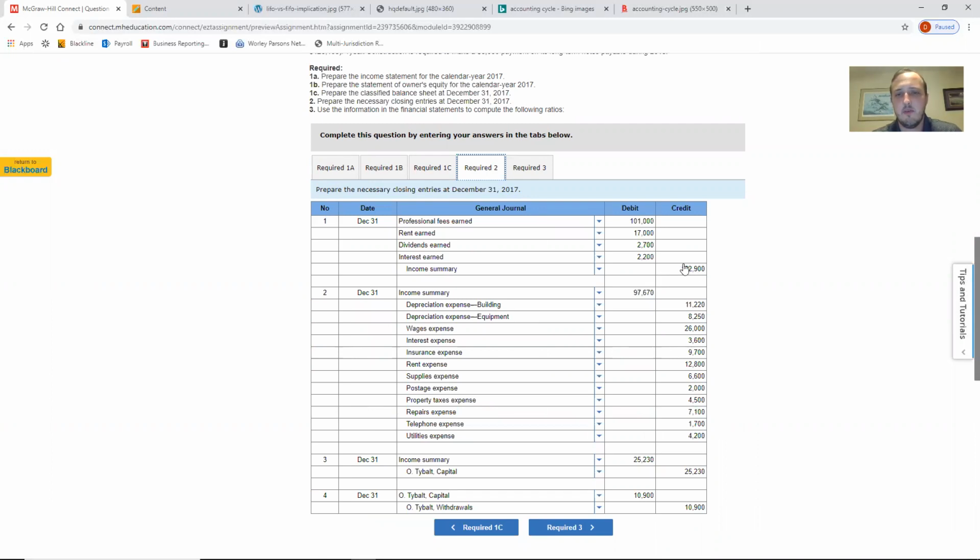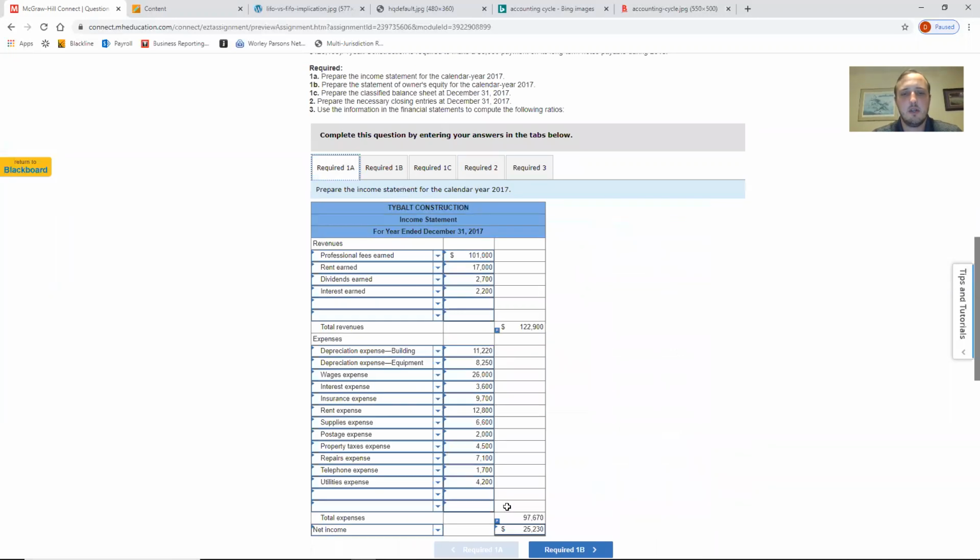Then we now have a balance in this income summary account, which is a temporary account as well. So we had a credit of this amount, we had a debit of this amount. So to zero that out, we need to debit it for the difference. That difference happens to be our net income.